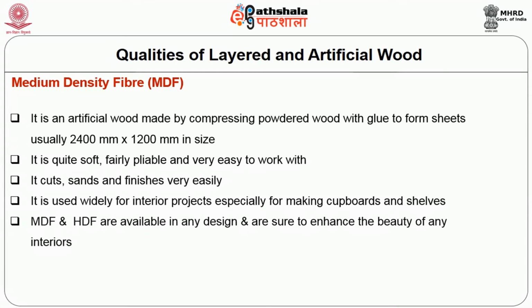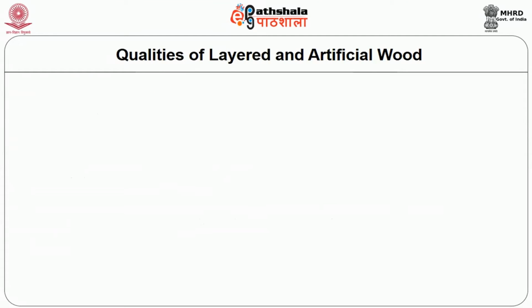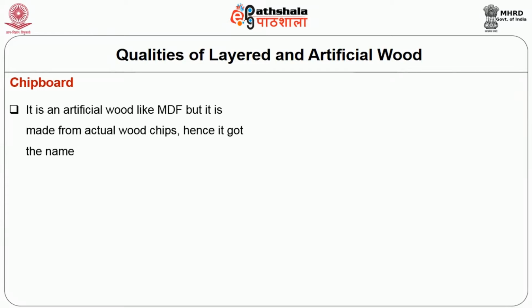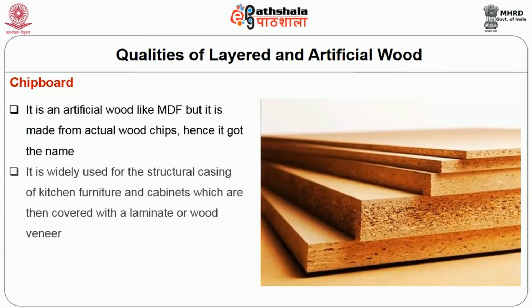Both MDF and HDF are available in any design and finish and are sure to enhance the beauty of any interiors. The next artificial wood is chipboard. It is the same as MDF, but it is made from actual wood chips, hence the name. It is widely used for the structural casing of kitchen furniture and cabinets, which are then covered with a laminate or wood veneer. It is only useful in sheet form, not any other form.